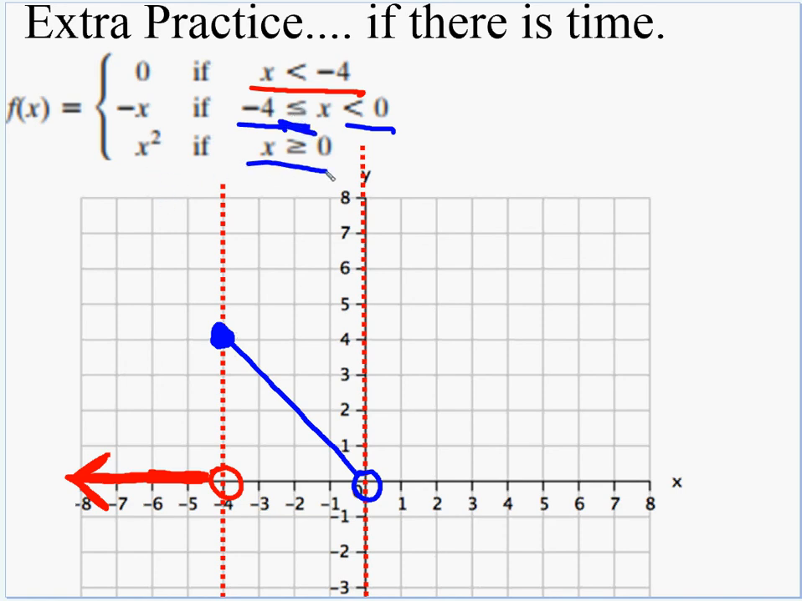Finally, if we are beyond 0, it is just a parabolic curve, x squared. So here, switched over to black ink. If we're starting at 0, and 0 is included, we're doing x squared. So 0 squared is 0, 1 squared is 1, 2 squared is 4, 3 squared would be 9 just off the graph. So here is our parabolic curve, opening up. And there's our graph of the 3-piece piecewise function.